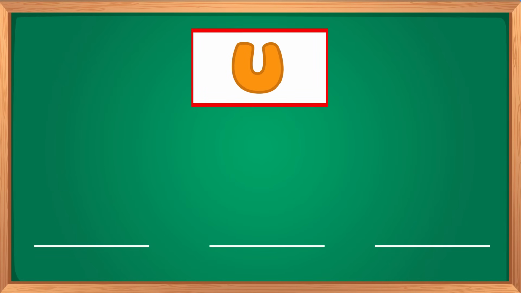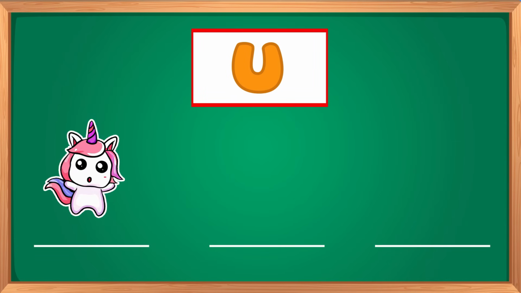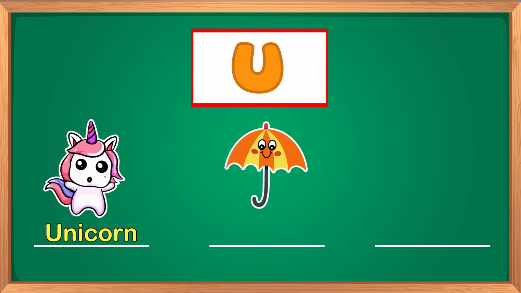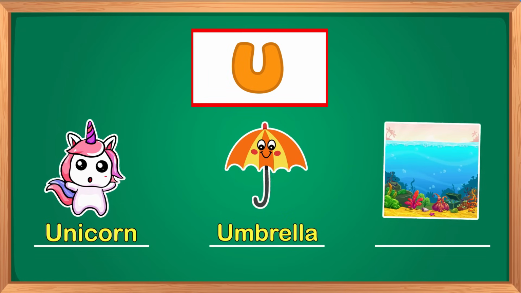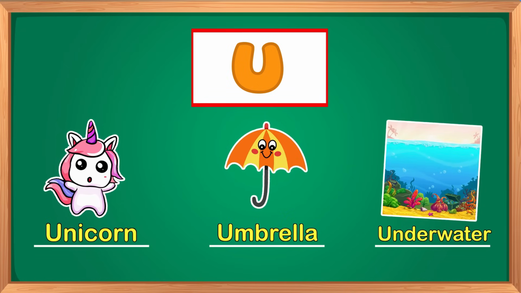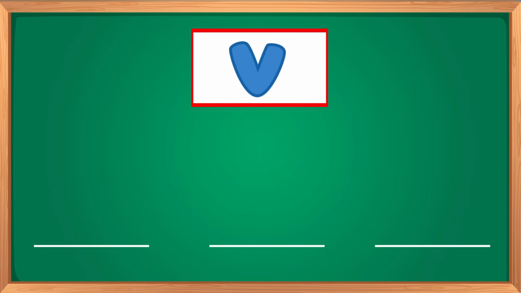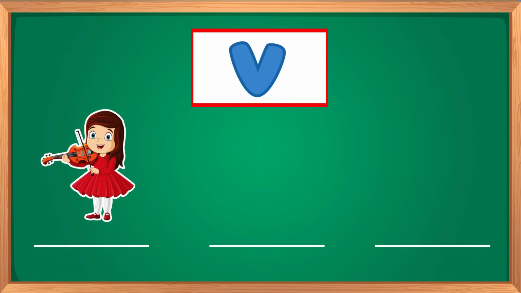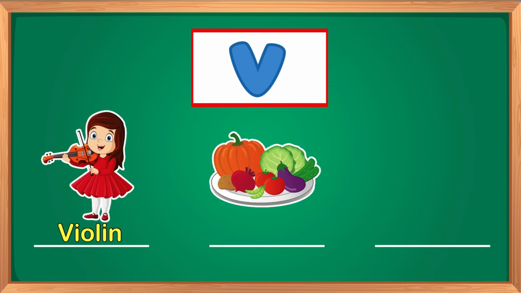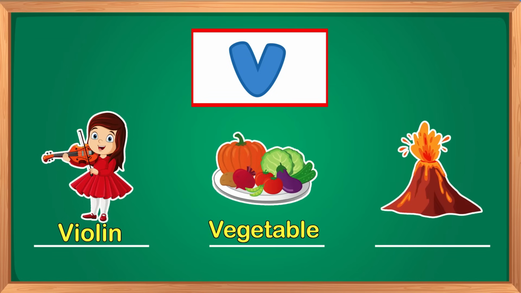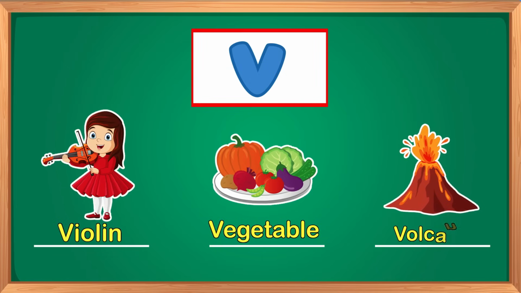U. Unicorn. Umbrella. Underwater. V. Violin. Vegetable. Volcano.